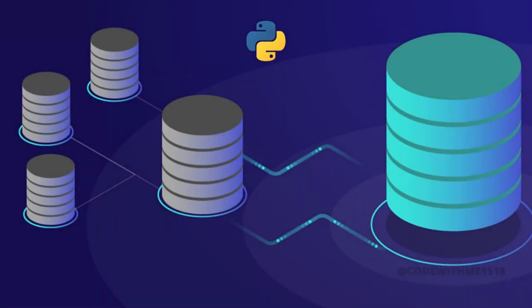Alembic's autogenerate feature tracks changes in your models and creates migration scripts automatically. You can then apply these migrations to keep your database schema up to date across all environments.